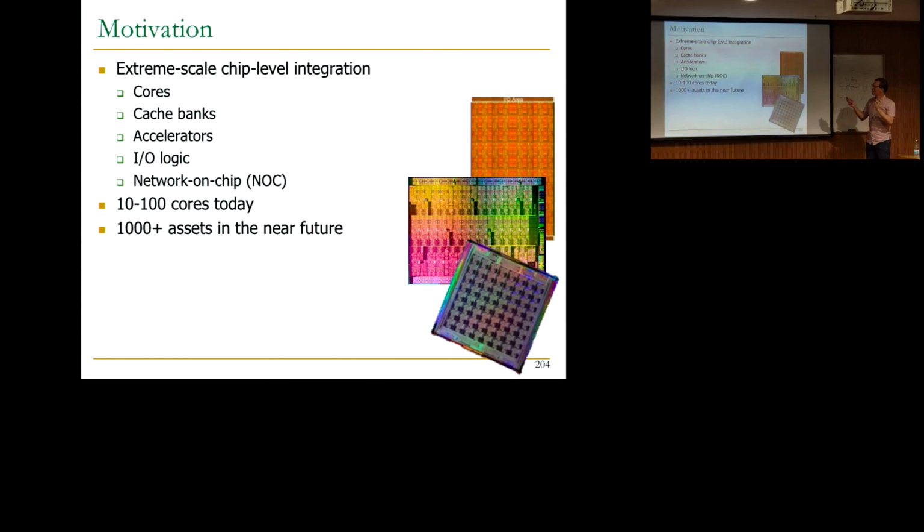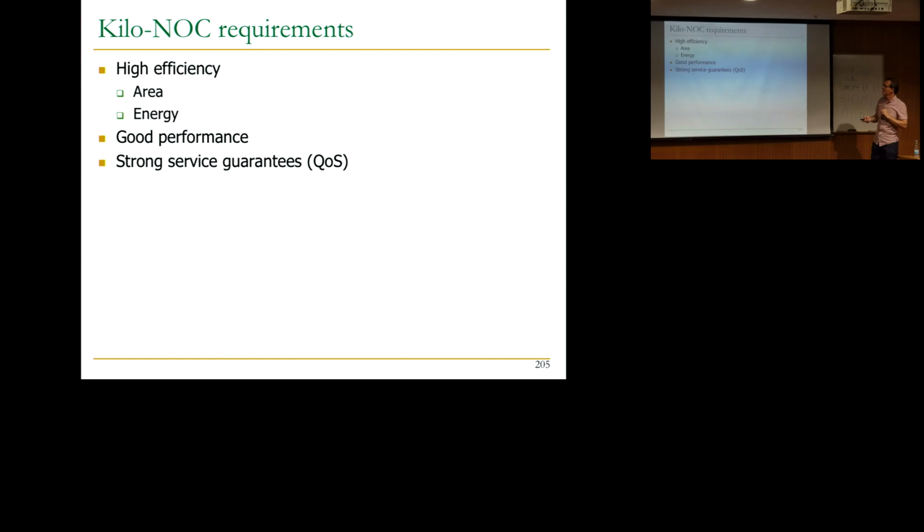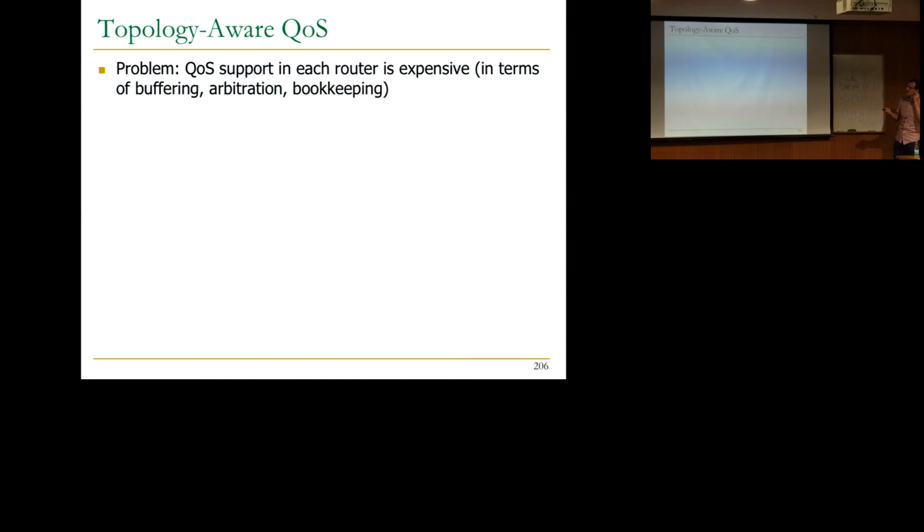So basically, the motivation is clear. This actually tries to solve many things at the same time. It's an overall system design, but I'm going to focus on a couple of ideas only. So we want high efficiency in area and energy, good performance, and strong service guarantees. I'm going to focus on the last one. The key idea of the strong service guarantees is we want to be topology aware in terms of quality of service. The problem is if you have quality of service support in each router, it's actually expensive.